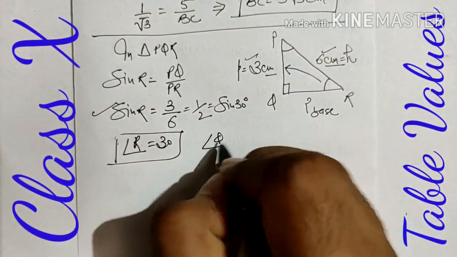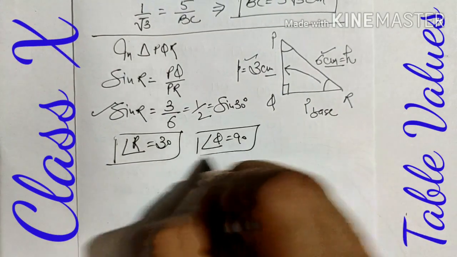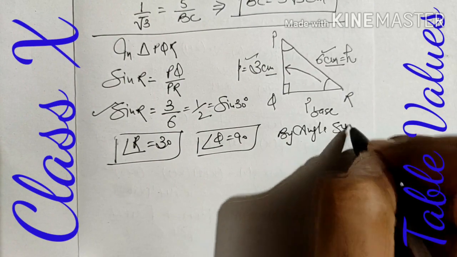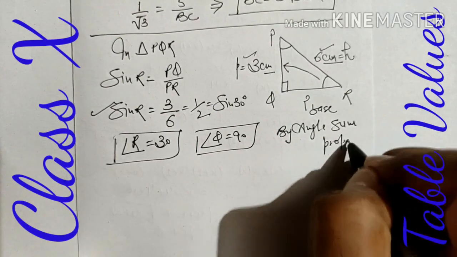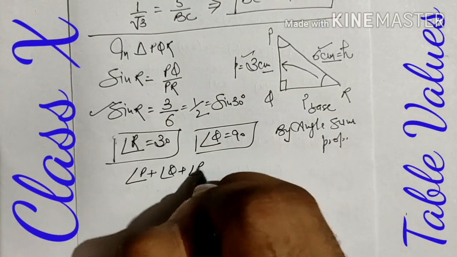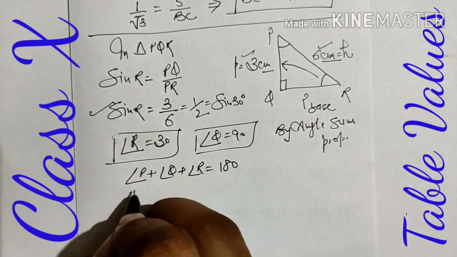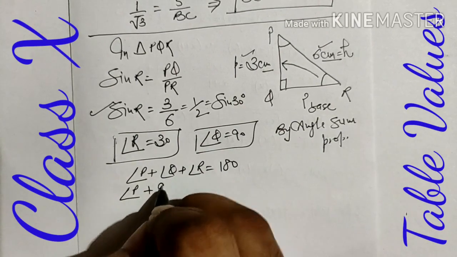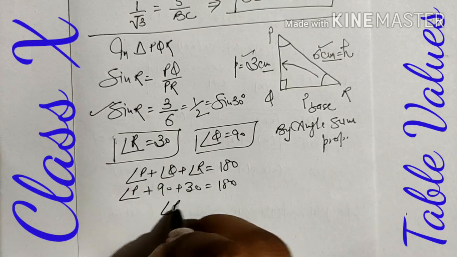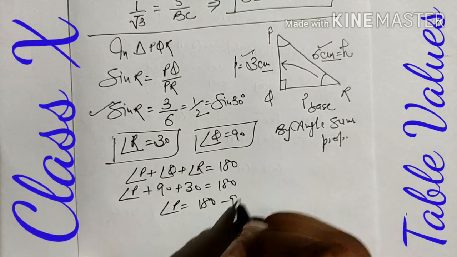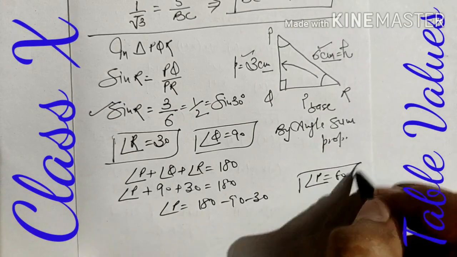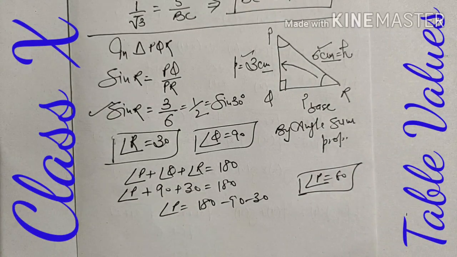Angle Q is already given as 90 degree. The third we can calculate by angle sum property. So we calculate angle P plus Q plus R equals 180 degree by angle sum property. P is unknown, Q is 90, R is 30, equal to 180. So by shifting 90 and 30, we get angle P as 60 degree. Like this we can calculate the angle also.